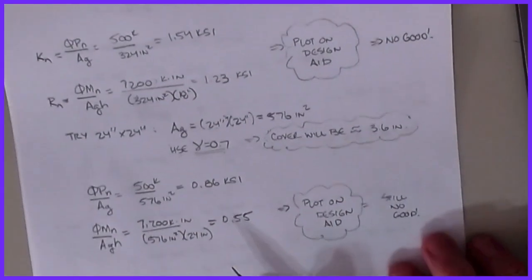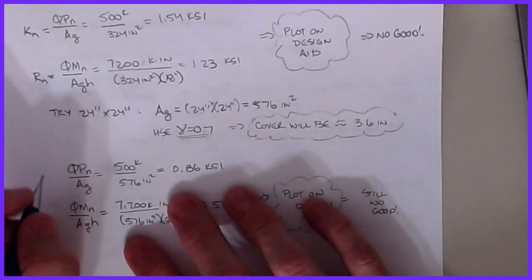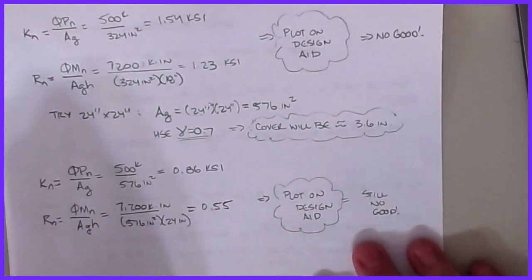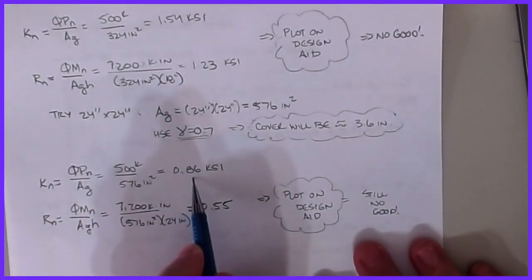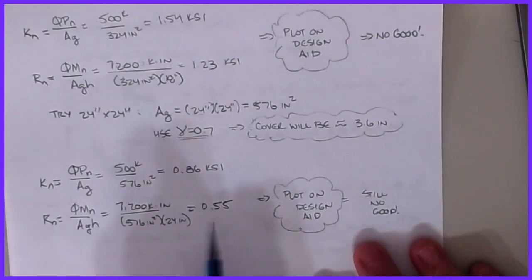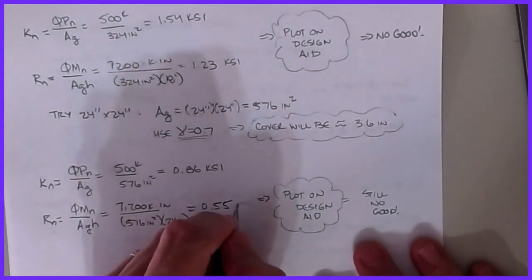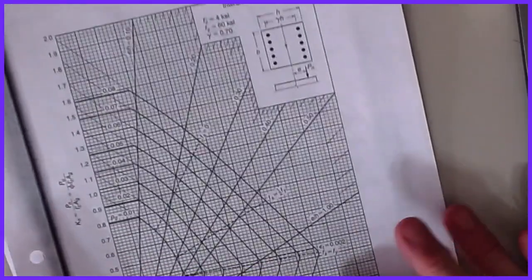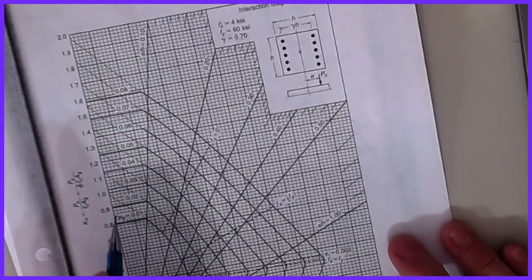All right, so repeat the process. Here's my Kn factor. Here's my Rn factor. I can calculate Kn in the same way, 0.86. And I can calculate Rn the same way, 0.55. That's in ksi units. And if I plot that, you can see I'm now at 0.86. So now I'm down here.